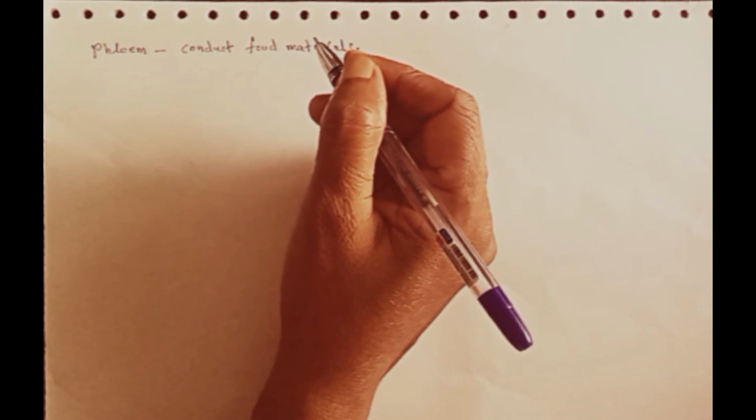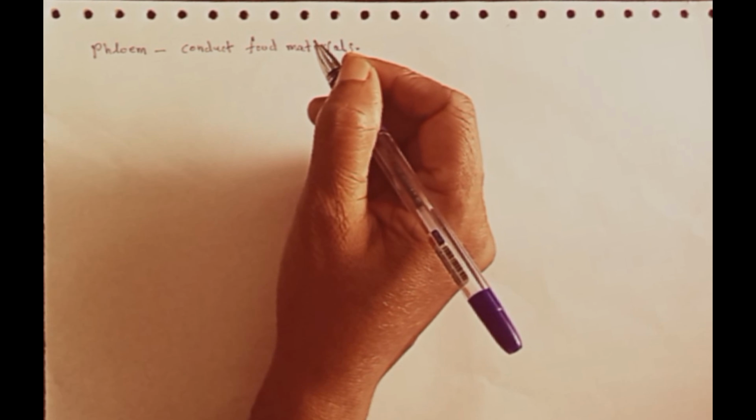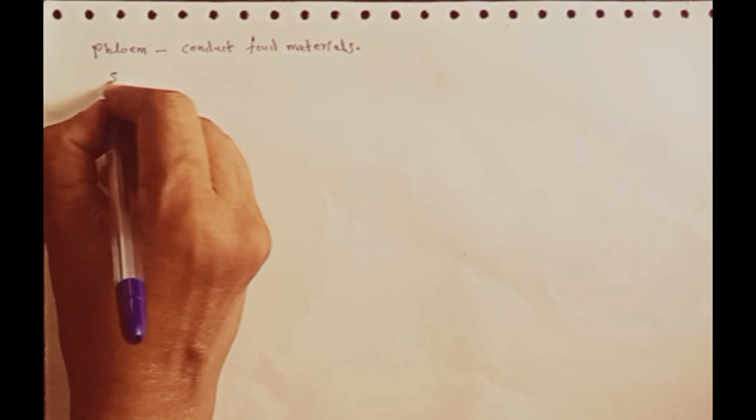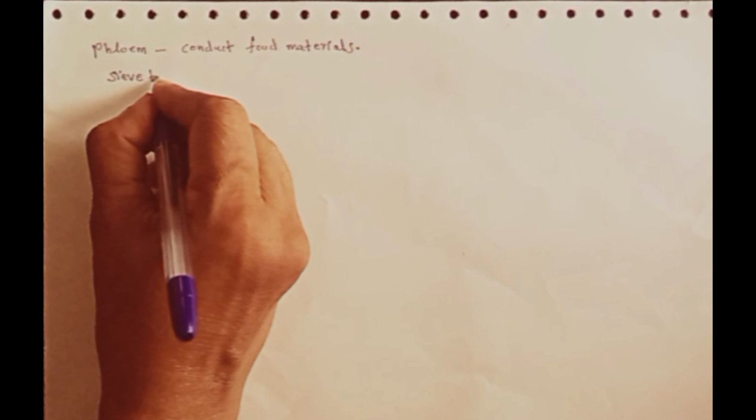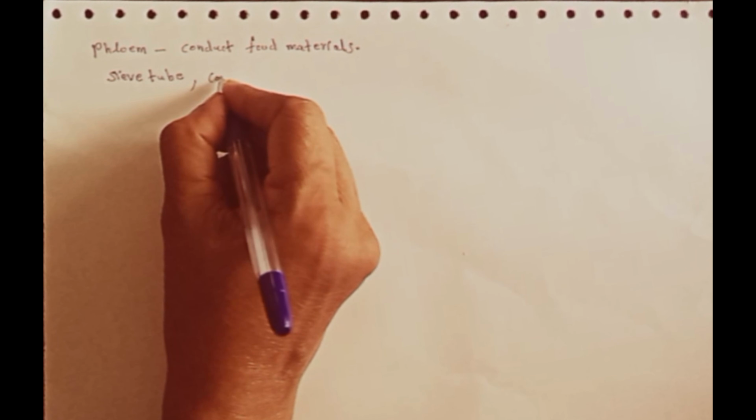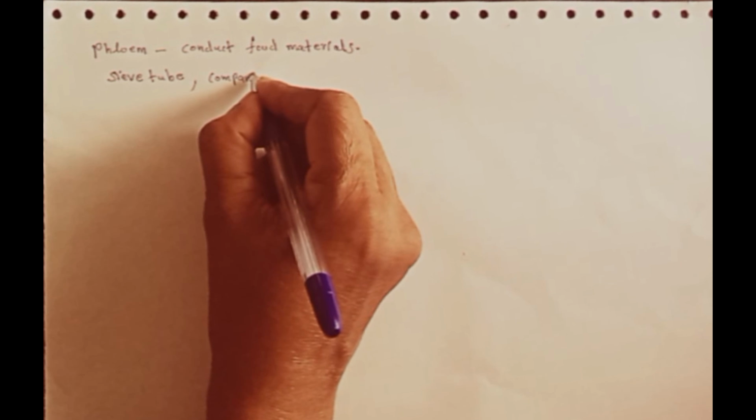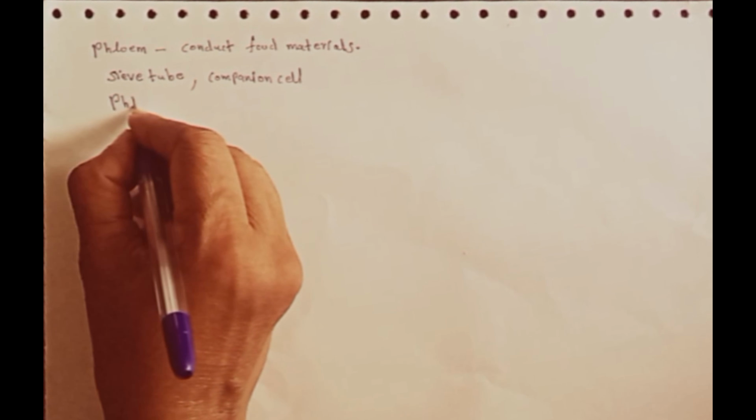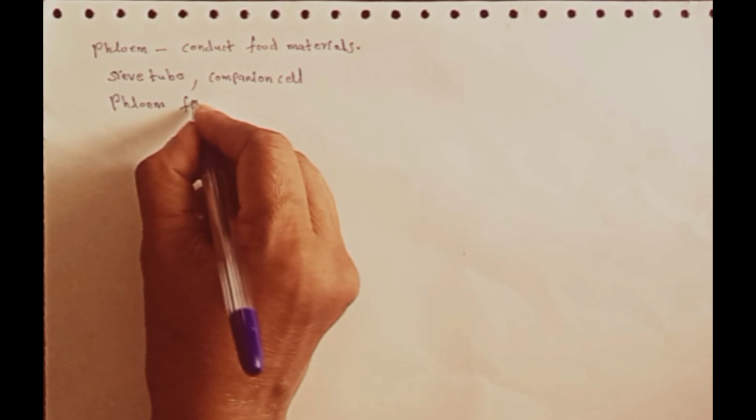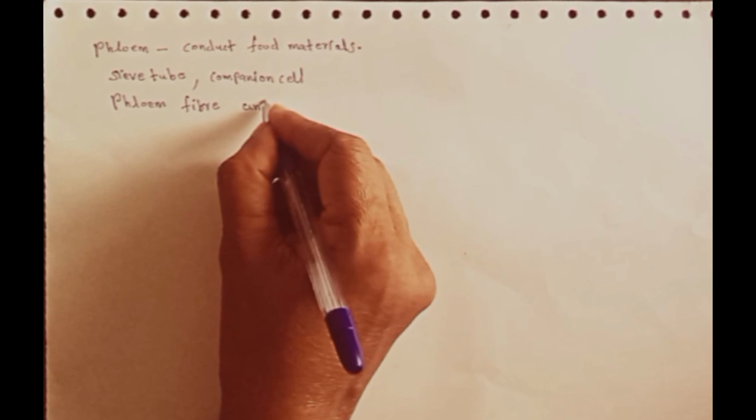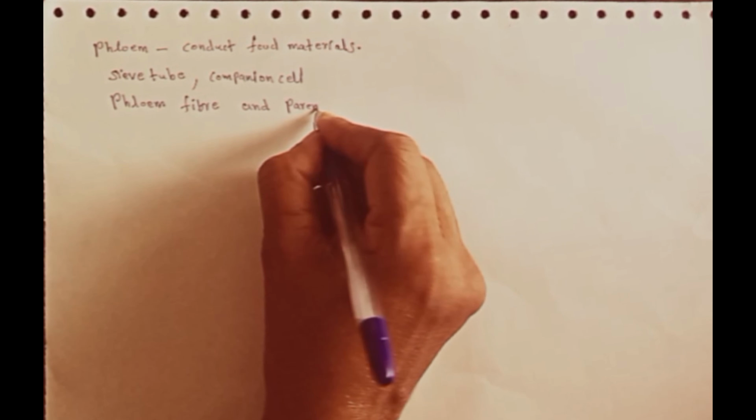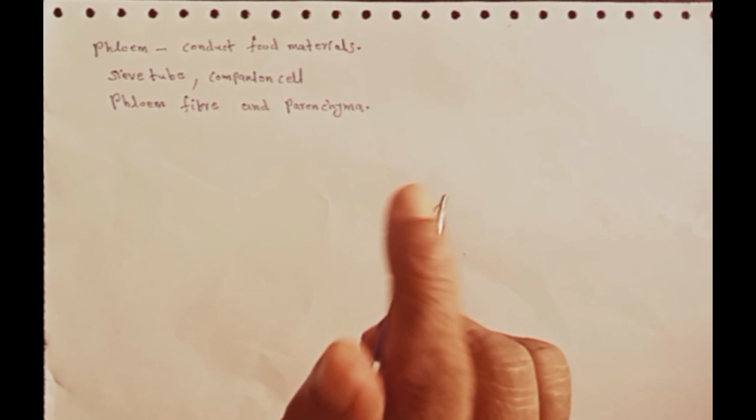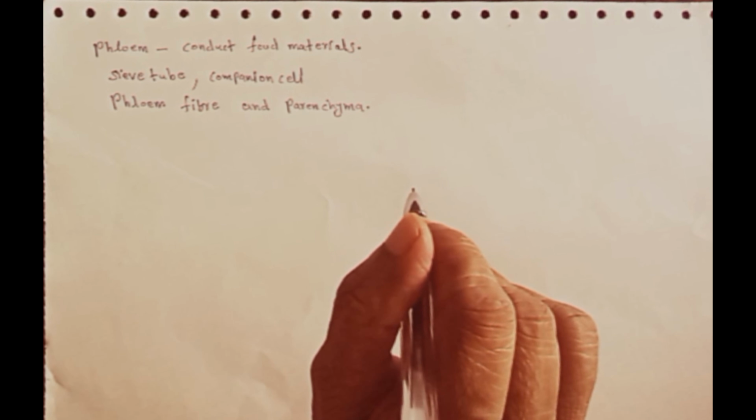Phloem is also a complex tissue with four types of cells. They are sieve tube, companion cell, phloem fiber and phloem parenchyma. Mainly the translocation takes place through the sieve tubes and companion cells.